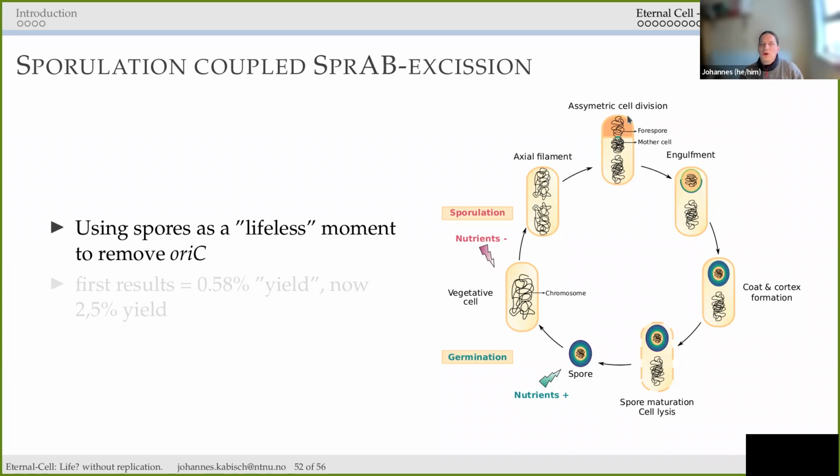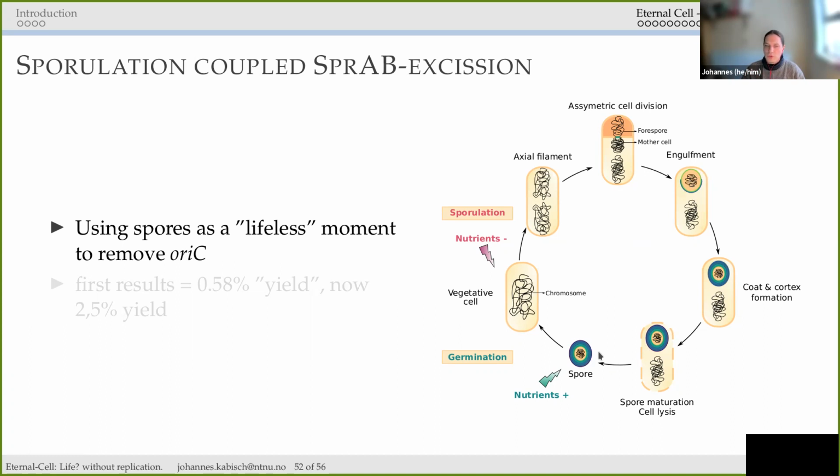And what we are doing now at the moment is making sure that the recombinase is expressed only in the forespore, meaning in here, we start removing the origin of replication. And there is no real competition anymore because this chromosome doesn't take part in any replication or growth anymore. And so in here, we cut out the ORI. Now this is packed into a spore and the spore is released.